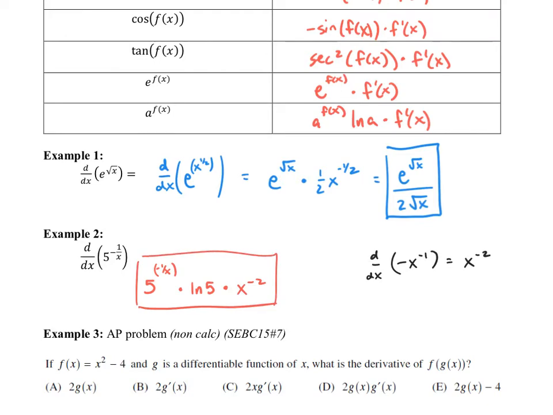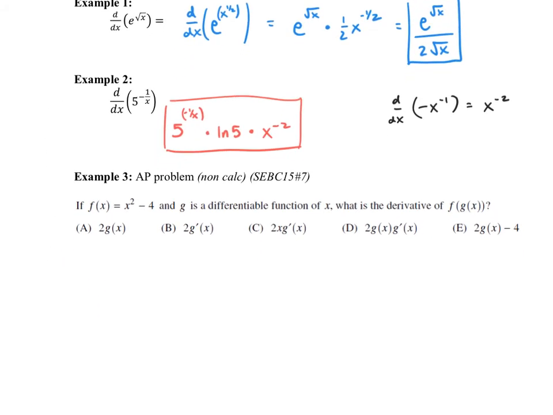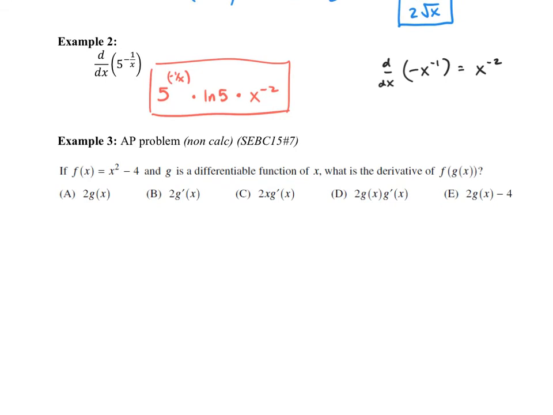Okay, for example 3, it says that f of x is equal to x squared minus 4, and g is a differentiable function of x. What is the derivative of the composite? So actually what I'm going to do here first is rewrite the composite as the quantity g of x squared minus 4. So in other words, I'm just doing that substitution to make it that composite function.